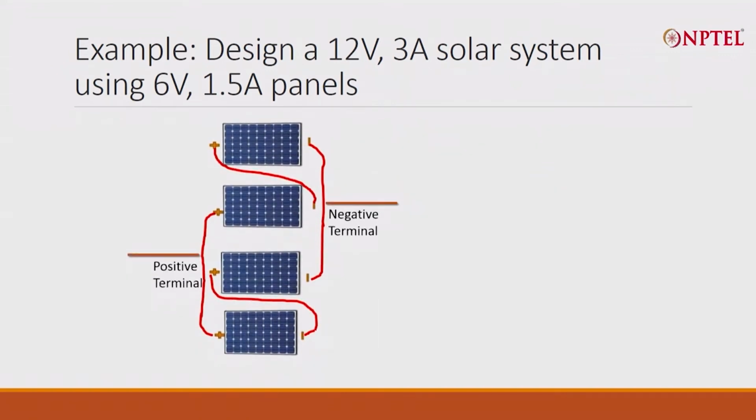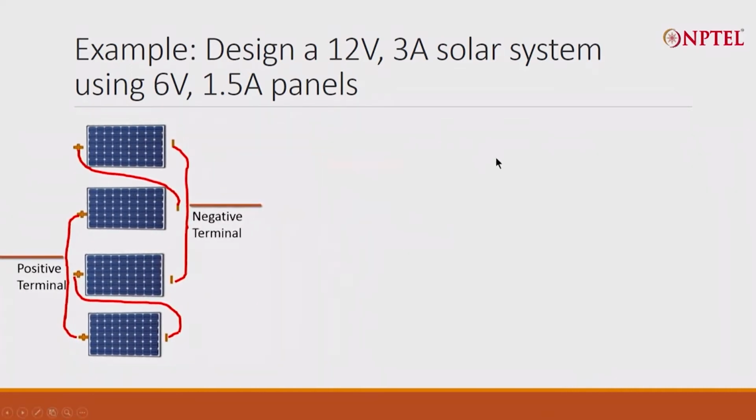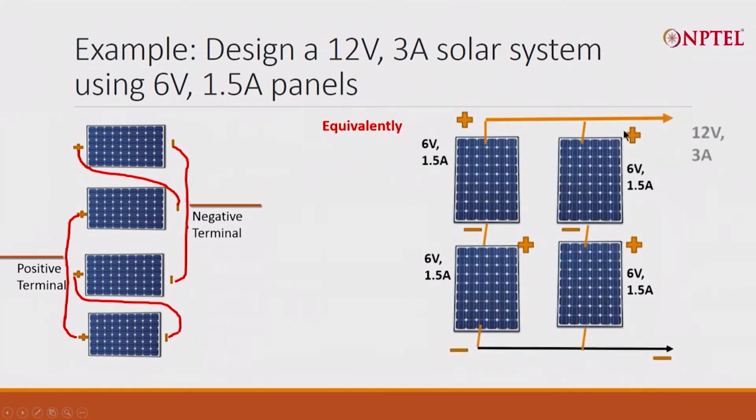Now, take the example of a 12 volt 3 ampere cell using 6 volt 1.5 ampere cells. Essentially what I have to do is put 2 in parallel, and in series here, 2 in series and then in parallel. This is exactly the wiring, same thing. So, instead of 6 volt 1.5 ampere which is each panel, you are getting 12 volt 3 ampere. You can make any combination that you want, any voltage and current.